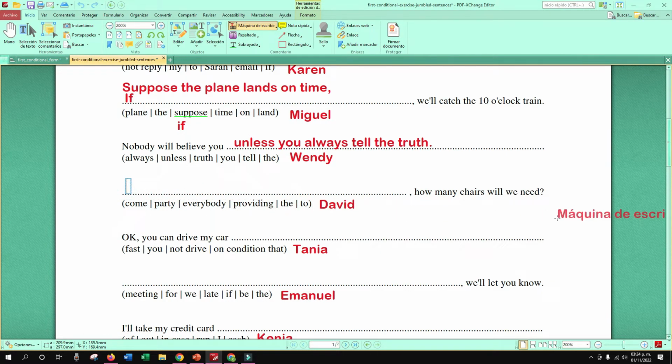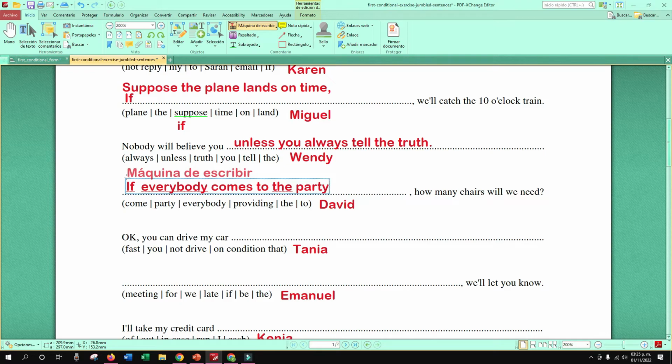Okay, teacher. If everybody come to the party, how many chairs will be near? Okay, if everybody, in that case, you need to say comes. There is third person, everybody comes to the party. How many chairs will we need, right?